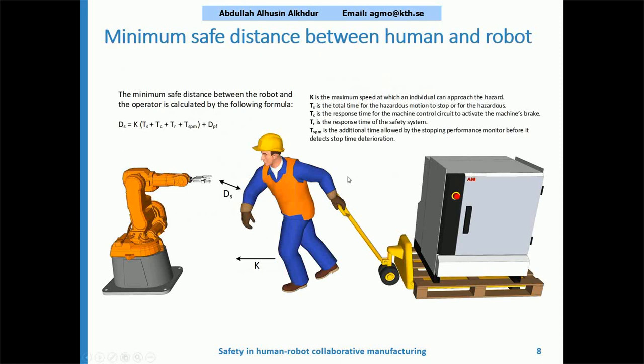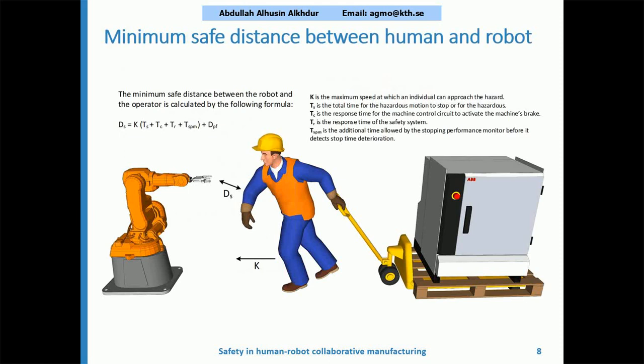There are several parameters, as you can see on the right side. One of them is K, which is the maximum speed at which the human can approach the dangerous region. TS in this case is the total time where the response can happen. TC in this case is the response of the machine itself, the control circuit of the machine, to actually stop the robot in case a human enters into the reachability.